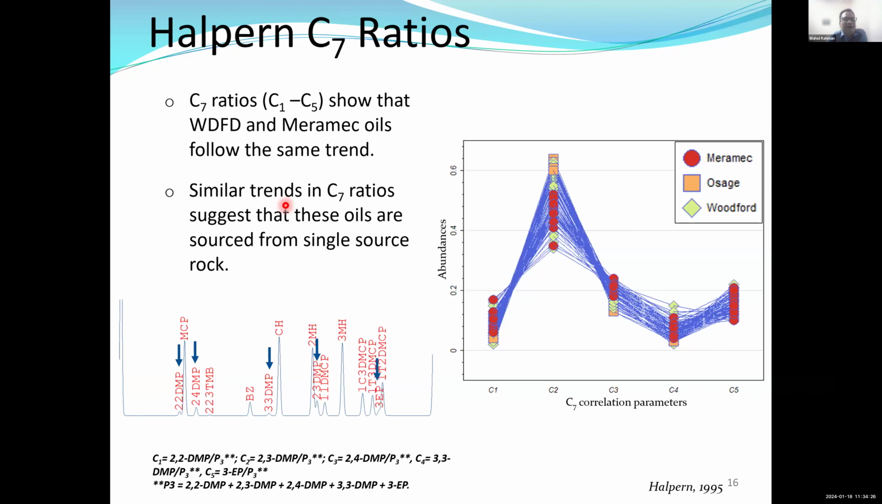So to justify that, I also put in a Halpern ratio plot, C7 ratios. C7 here does not mean carbon 7, it's a ratio. The ratios are given from Halpern. He's a famous geochemist, and I call him my mentor. So he put it in a star plot.